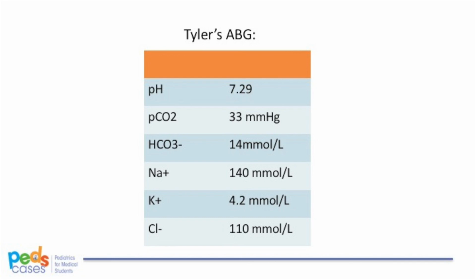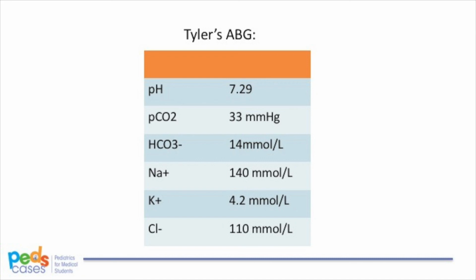Now, let's consider a different scenario. Tyler, a 3-year-old boy, has come into the emergency department after getting into the medicine cabinet and eating some of his parents' pain relief medications. The results of his ABG indicate a metabolic acidosis. The pH is 7.29. The partial pressure of carbon dioxide is 33 millimeters of mercury. The bicarb is 14 millimoles per liter.